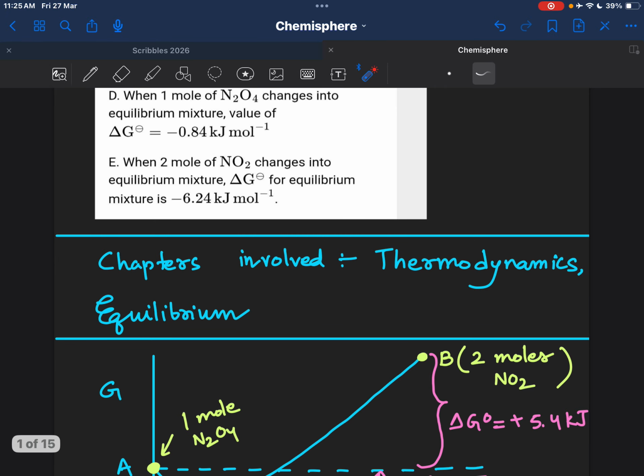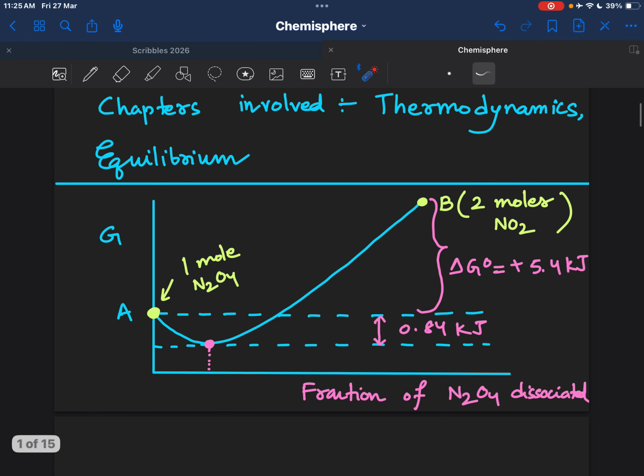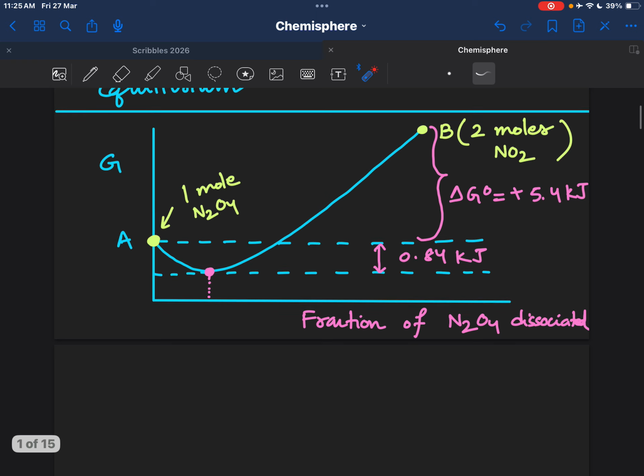The chapters involved are thermodynamics and equilibrium, and this is the graph. In this graph, we can see in the y-axis we have G, which is the Gibbs free energy, and in the x-axis we have the fraction of N2O4 dissociated. Also, we can see that the graph has a minima at this particular fraction. So we'll understand what this minima denotes, and also some values are given to us.